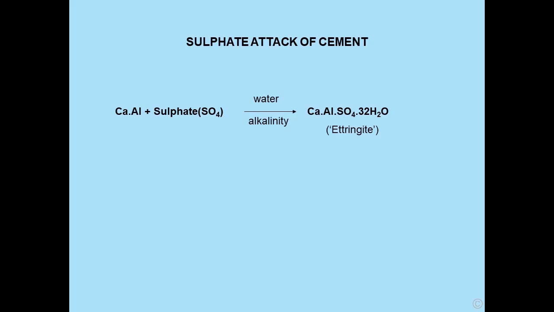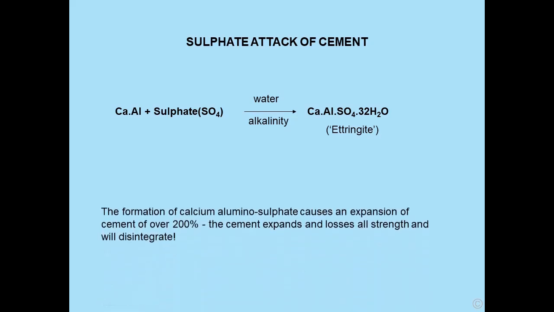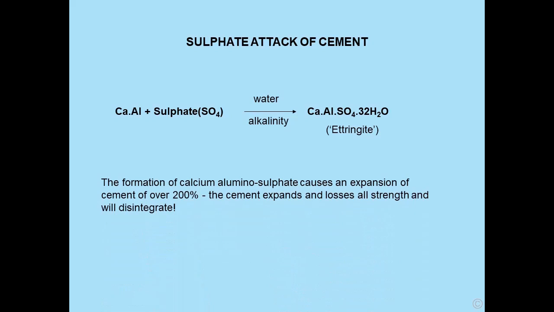Let's look at the left. The CaAl is calcium aluminate. We call that cement for ease of use, plus sulfate. In the presence of water, when it's highly alkaline, forms the material on the right, ettringite, calcium aluminosulfate. Note the 32 molecules of water tagged on the end. The formation of calcium aluminosulfate causes an expansion of cement of over 200%. The cement expands, loses all strength, and will disintegrate.